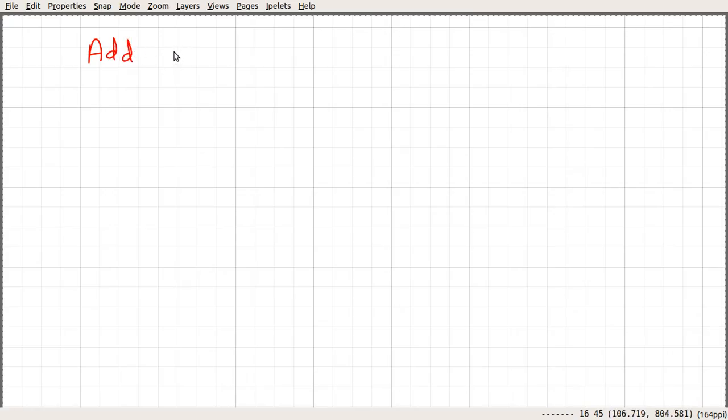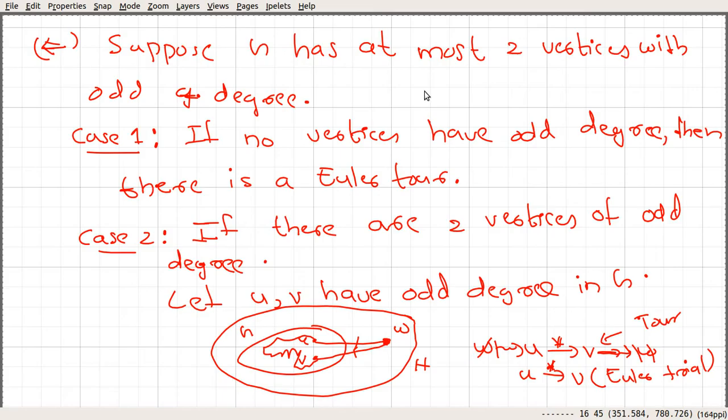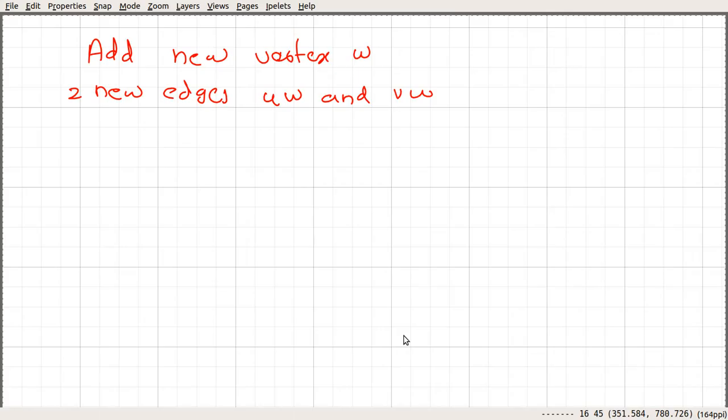We add a new vertex W and two new edges, UW and VW. So that's what we did here. We added this new vertex and these two edges, and we call this graph the modified graph H.